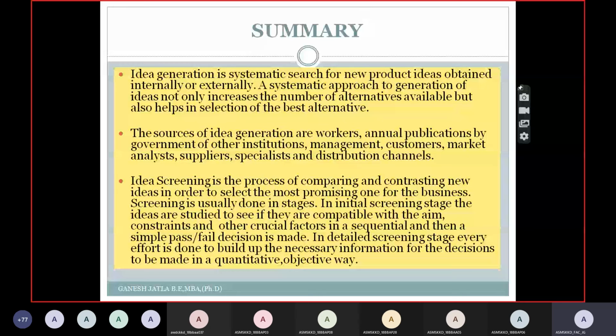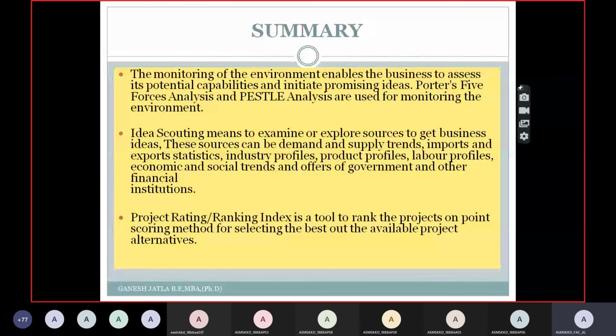Then you have the sources of idea generation. We generally get them from workers, annual publications, government or other institutions, managements, customers or market analysts, suppliers, specialists, and distribution channels. And then we have seen idea screening. In idea screening, we discussed the initial screening and detailed screening. In initial screening, if the project idea is not compatible with the aim and constraints, then automatically we drop the idea. In detailed screening, we go with all the quantitative analysis, such as market analysis, production analysis, and other analysis.